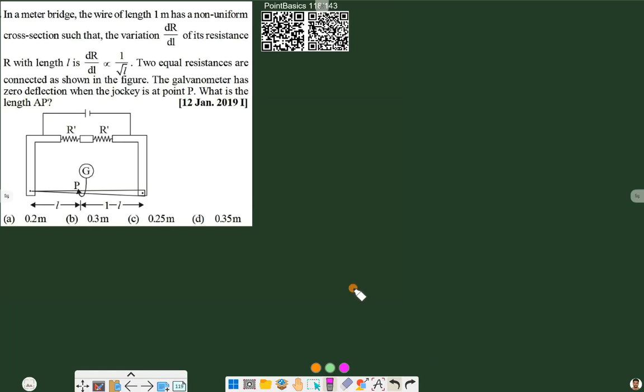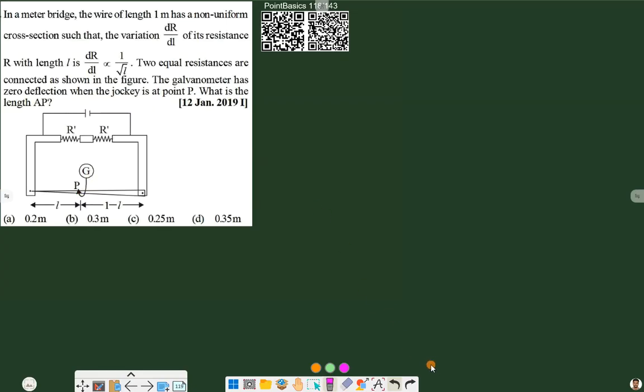As we know, when area increases, resistance decreases. As length is increasing, the cross section, as visible from the diagram, is also increasing. So as a whole, resistance is decreasing. But we have to use the formula as mentioned here to find a relationship between resistance and length. Now the galvanometer shows zero deflection when the jockey is at point P. What is the length AP?